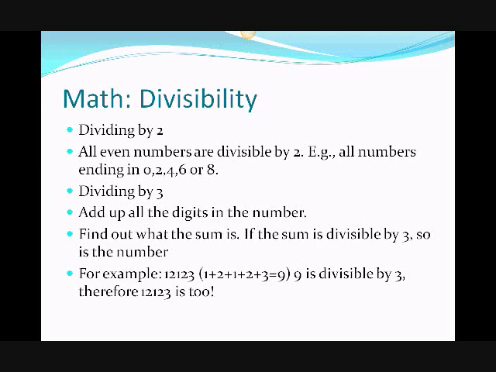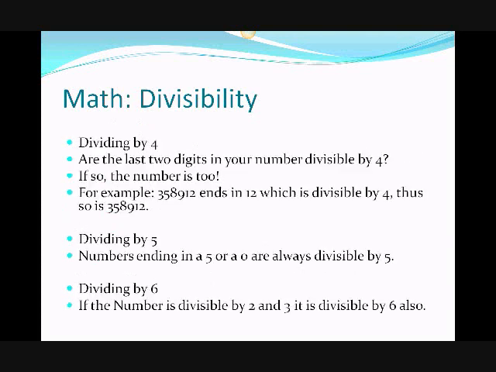For example, 12,123. 2 plus 1 is 3, 3 plus 1 is 4, 4 plus 2 is 6, 6 plus 3 is 9. 9 is divisible by 3, so that means that the number 12,123 is divisible by 3 as well. A number can be divided by 4 if the last two digits are divisible by 4. If you look at the example, 358,912, 12 is divisible by 4, so that entire number is as well.